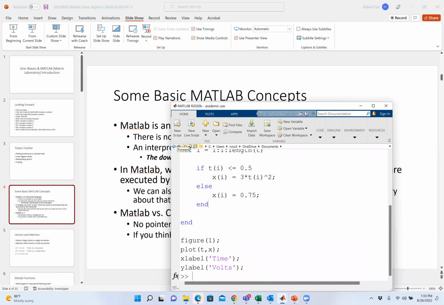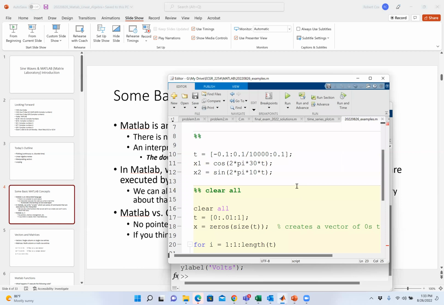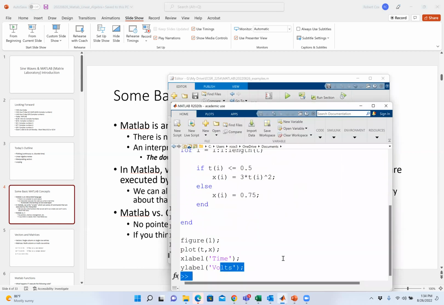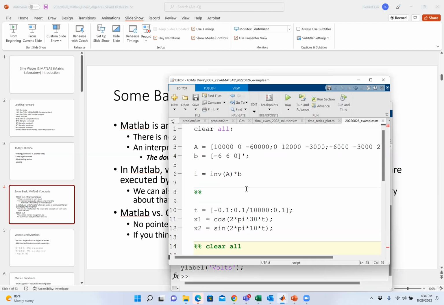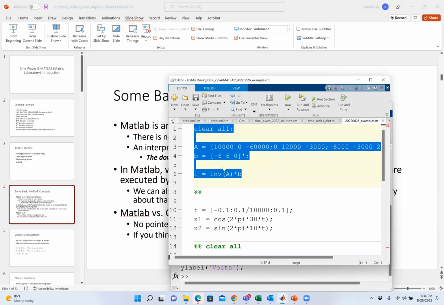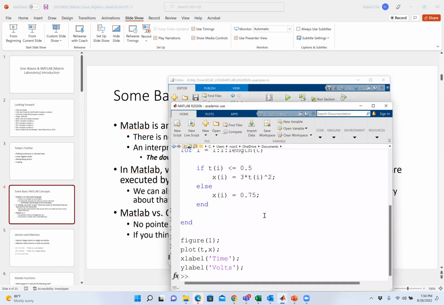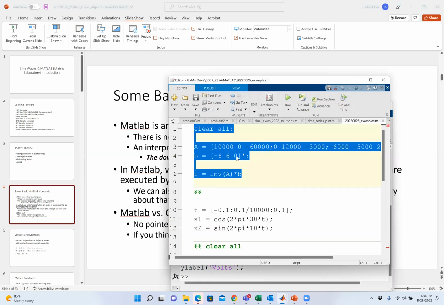So you'll see me, I'll have my editor window here where I write my code. I never really run code here directly. I usually write it, and when I'm going to run it, I highlight it and evaluate the selection. That's the way that I'll typically do that. Or you can copy and paste it into the command window, but you usually just evaluate selection is the way that I'll do that.